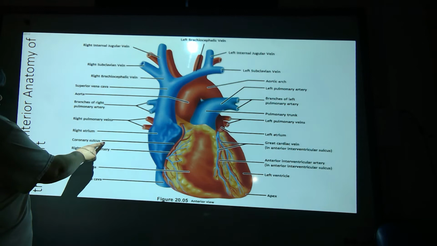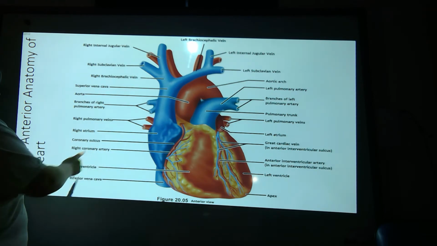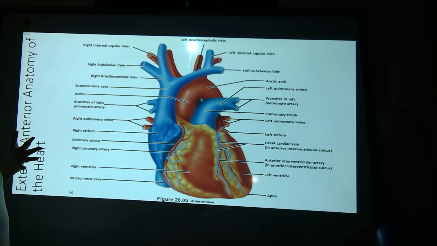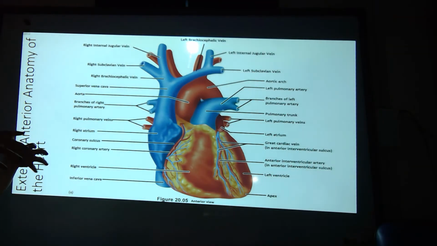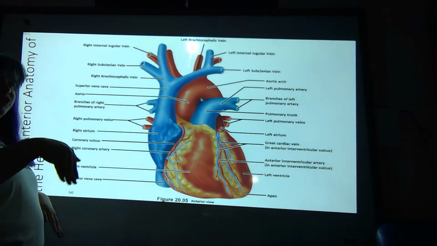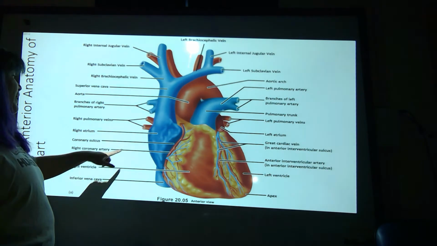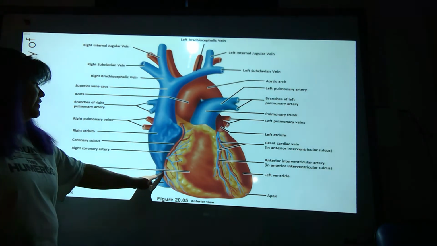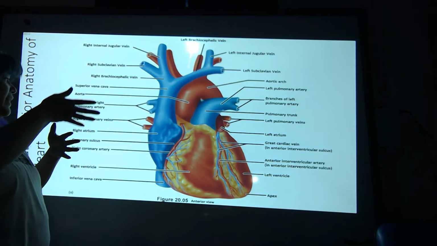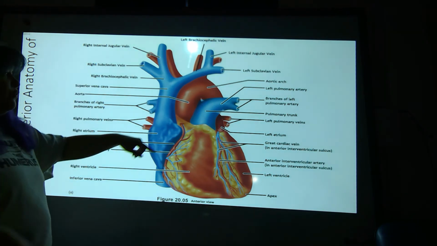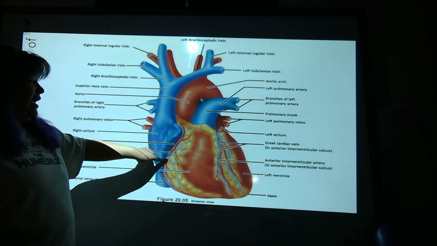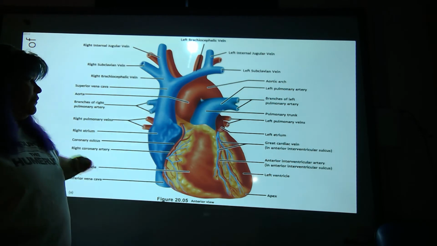So a sulcus, coronary sulcus. Sulcus is like a groove, okay? It's like this indentation in the heart. And you actually do have this coronary sulcus that is kind of the groove where these arteries and veins are going to sit on the surface of your heart.